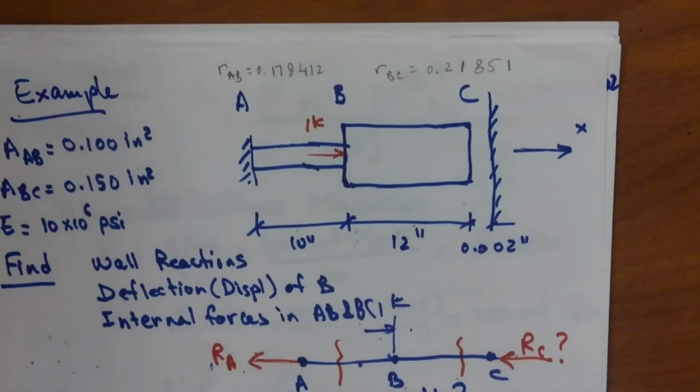Okay, so just to remind you, we have a part here made of 2 cylinders that are connected together at B. AB is 10 inches long, BC is 12 inches long. AB has a diameter that's smaller than that of BC, and we find the diameter of AB to be 0.178412 inches, and the diameter for BC to be 0.21851 inches. This is made of a material that has a modulus of elasticity of 10 million PSI.